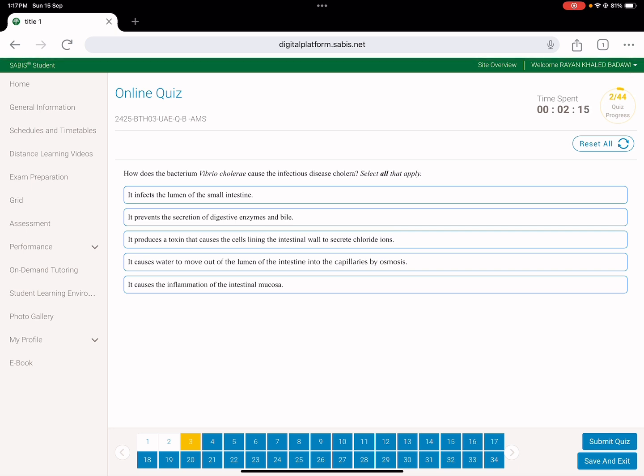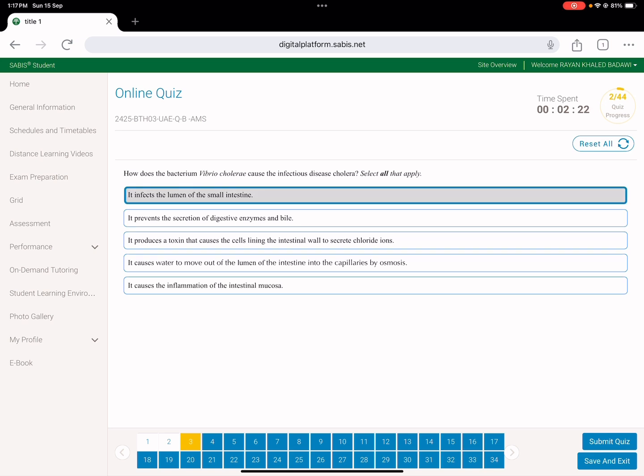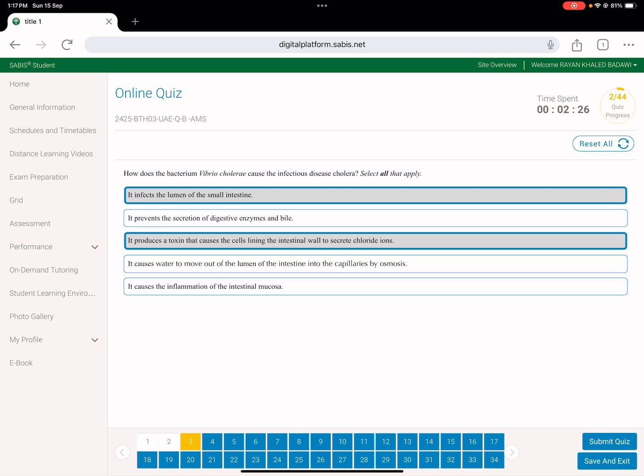How does the bacterium Vibrio cholerae cause the infectious disease cholera? So we said it infects the lumen of the small intestine, and it produces a toxin that causes the cells lining the intestinal wall to secrete chloride ions. Now, "it causes water to move out of the lumen." That is incorrect. Remember, it causes water to move inside the lumen of the intestine.